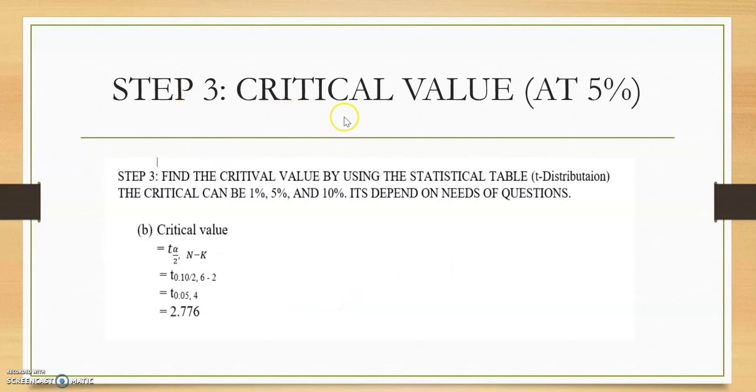Step 3, critical value at 5%. I will provide a further video to explain how to use the statistical table to get the critical table value. At this stage, the critical value at 5% is 2.776.